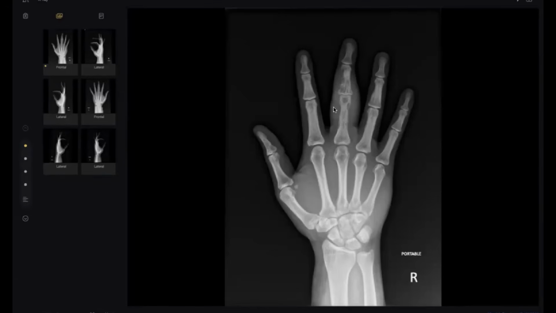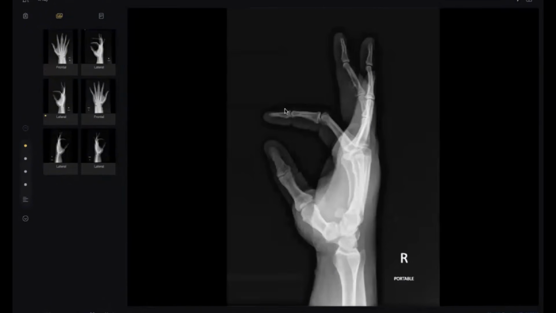I want to see different views, the lateral view. Yes, this is the lateral. Sir, there is cortical irregularity and punched out lesions along the middle phalanx of the middle finger with soft tissue thickening.